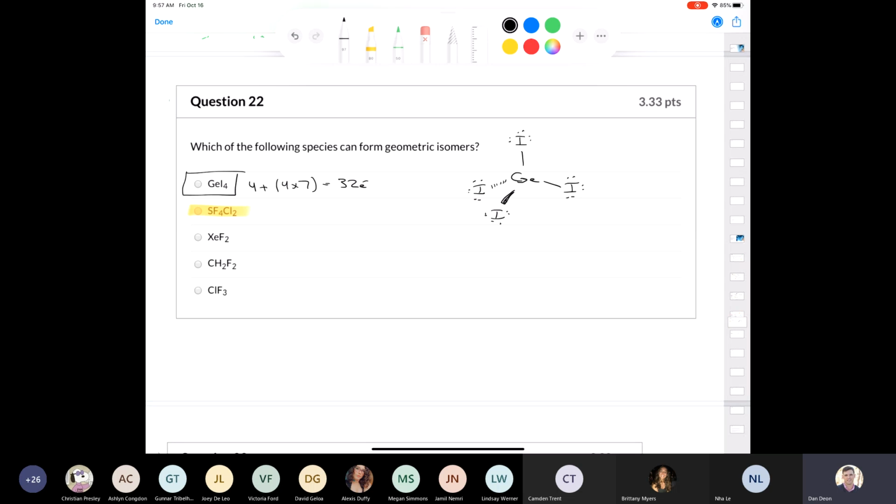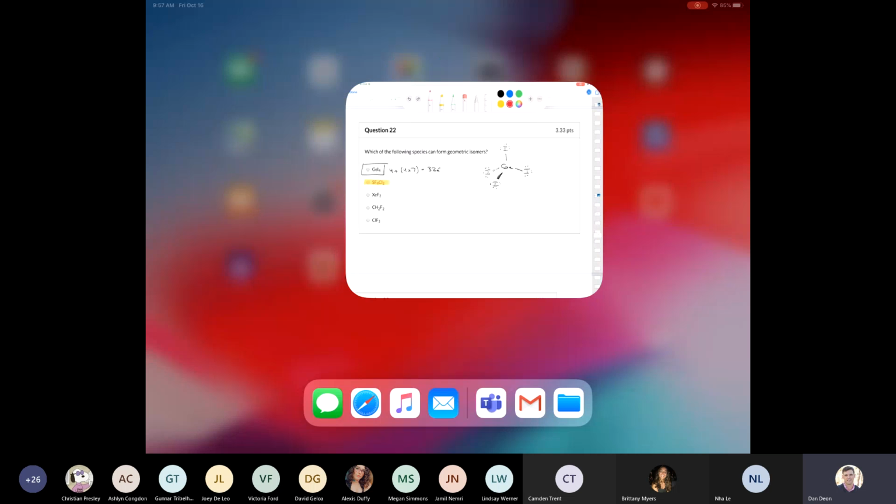If I swap out any of these iodines, if I switch them around, am I ever going to end up with a different compound? The answer is no. Let's say I switched the position of these 2 atoms. Am I going to have a different compound? The answer is absolutely not. And so I will not have geometric isomers for GeI4.